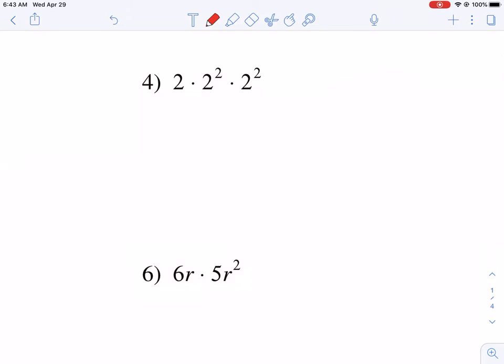Here we have 2 times 2 squared times 2 squared. Let me just show you real quick how we do this again. We could write it all out. So for the second one, it's 2 times itself twice. For the third one, it's 2 times itself twice. How many times are we multiplying 2 by itself? 2 to the fifth power.